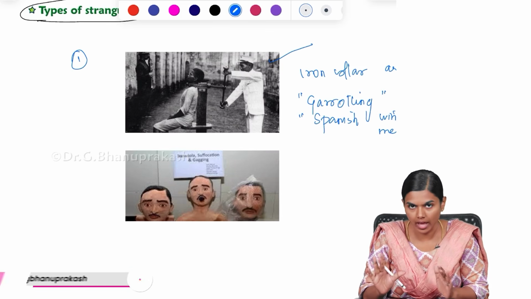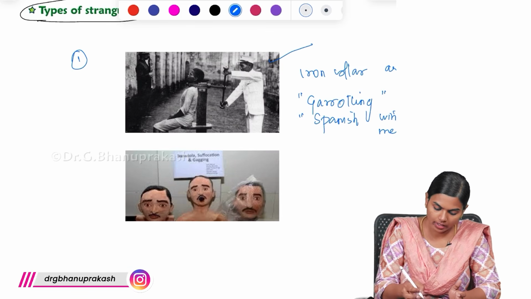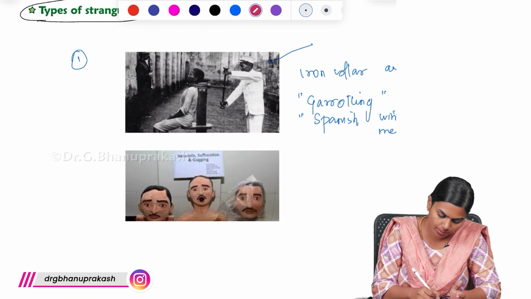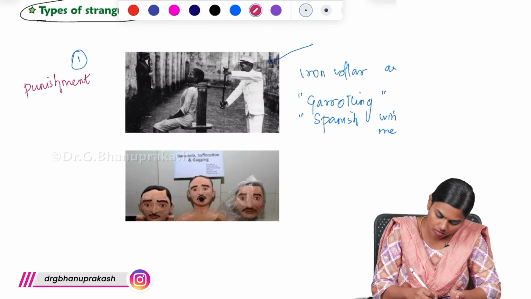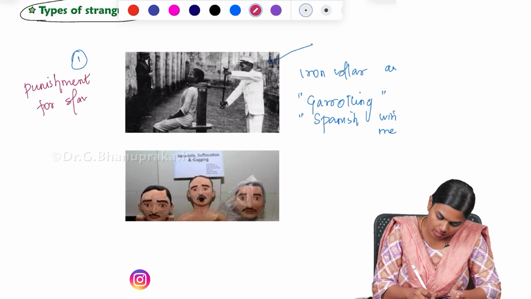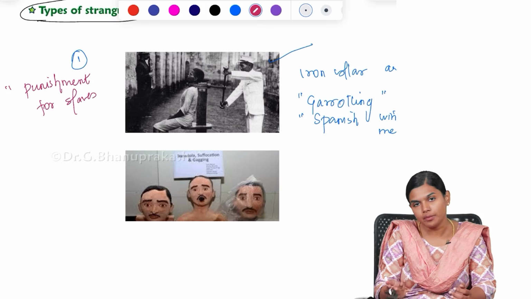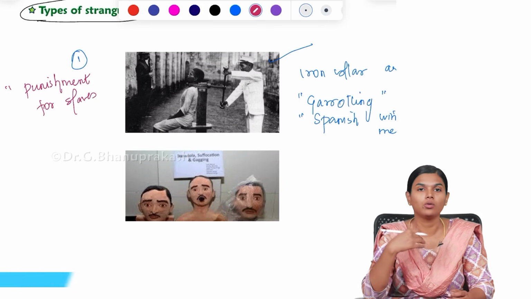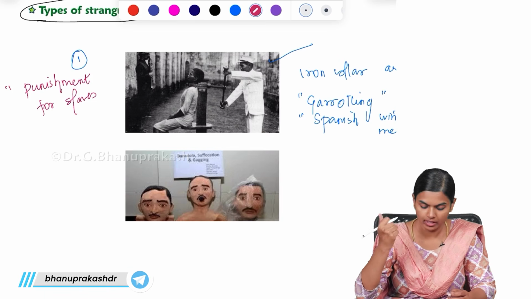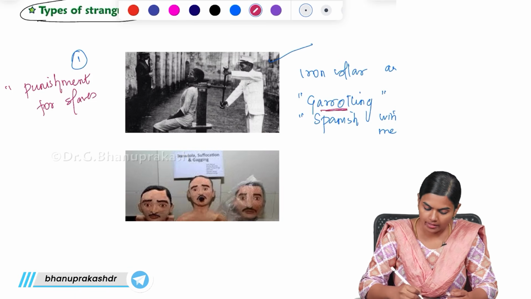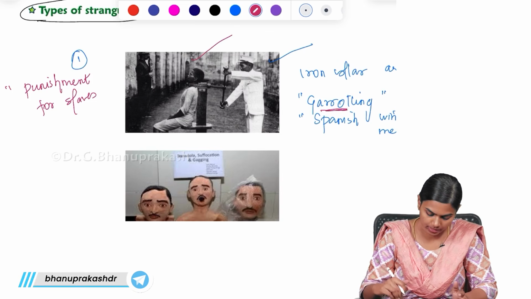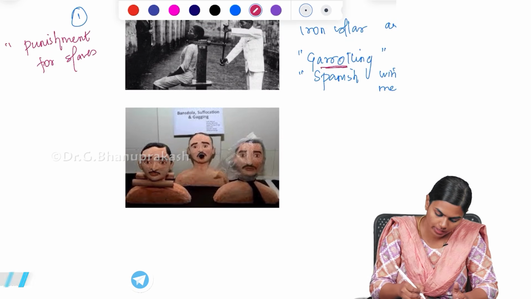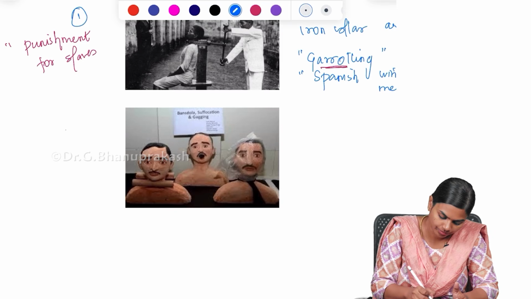So this is garroting, and this garroting was used as a punishment for slaves. Like during the old times when there was slavery, this is how they used to punish the slaves. This is garrote and they may show you the picture as a spotter and they will ask you what type is it.